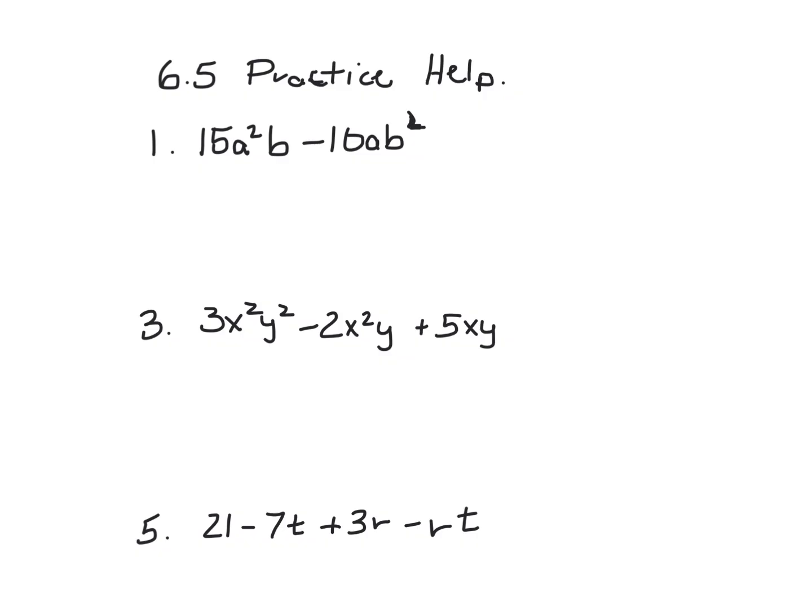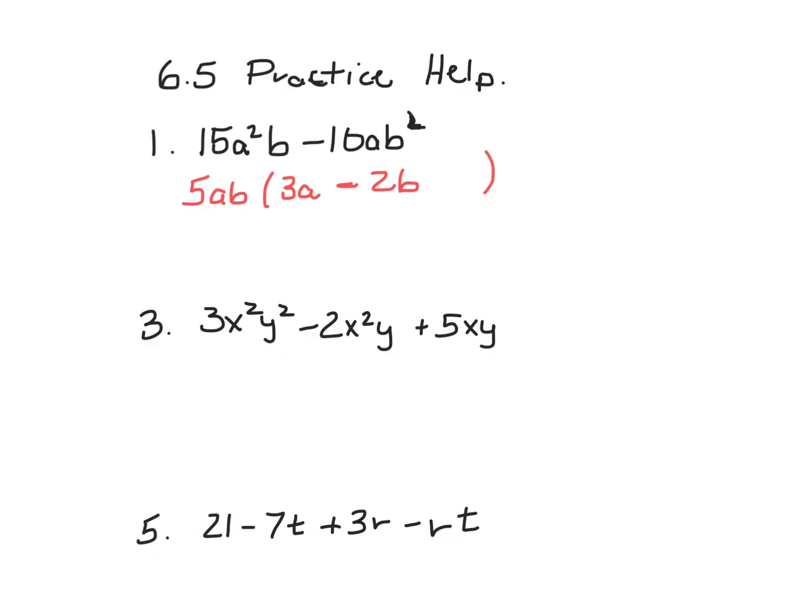So for number 1, the first step is always take out the greatest common factor. So what is common to both terms here is 5 and an A and a B. And then if you divide each term by 5AB, you'd be left with 3A minus 2B. And that would be as far as you can go with that one, as far as factoring goes.